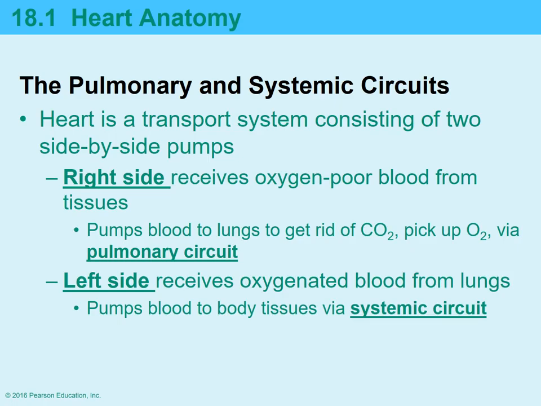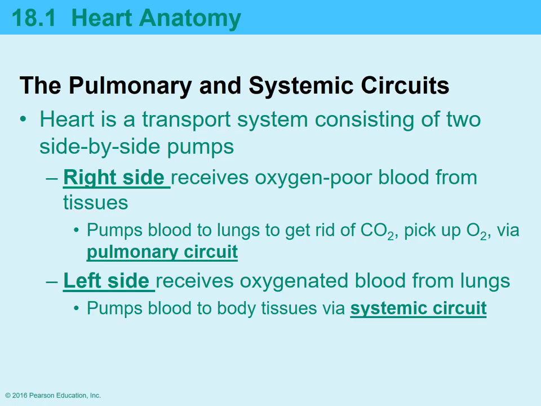So the right side of the heart is going to be receiving blood from throughout the body, other than the lungs. And this blood that is returning to the heart on the right side is very low in oxygen. It's very high in CO2, but very low in oxygen. And this will form the pulmonary circuit or the pulmonary circulation pathway. The right side of the heart will then pump that blood to the lungs and then back to the left side of the heart.